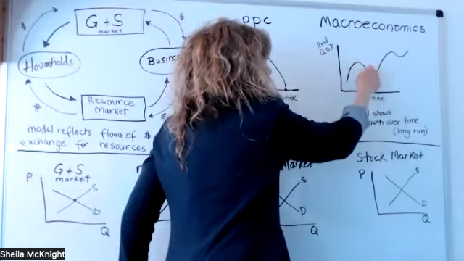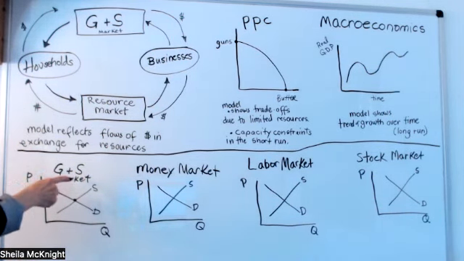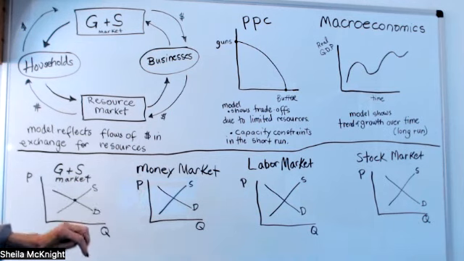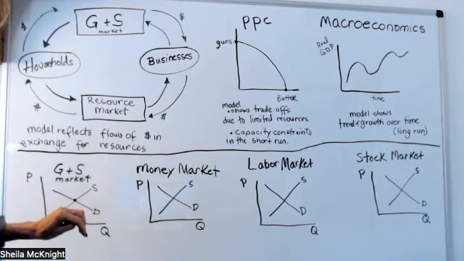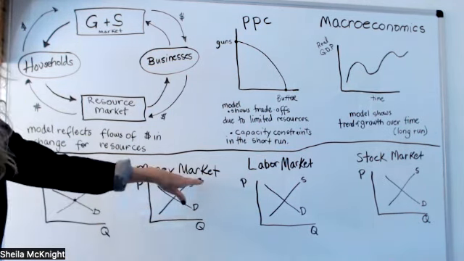Then we have the market model, supply and demand, a basic model for studying economics. We can use it to study the goods and services market, G plus S market. The market model has a supply curve, a demand curve, price on the vertical axis, quantity on the horizontal axis. We can use the supply and demand model to study the money market. So these are all market models based on a market economy.